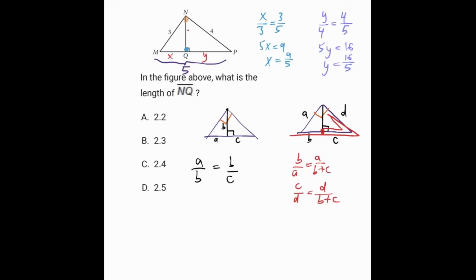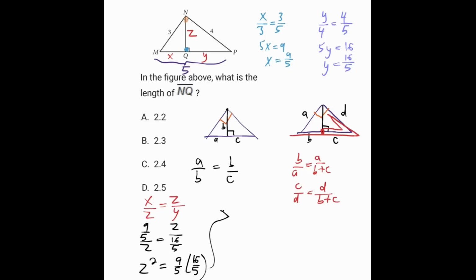If we label the altitude itself Z, we can use the T rule. That's going to tell us that X over Z equals Z over Y. And that's the easier rule. But we know X and we know Y, so let's fill them in. 9 over 5 over Z equals Z over 16 over 5. Cross multiplying, Z times Z equals 9 over 5 times 16 over 5.